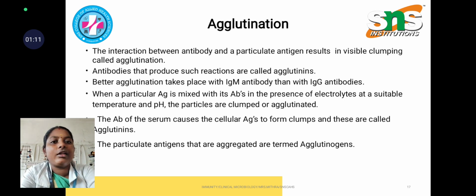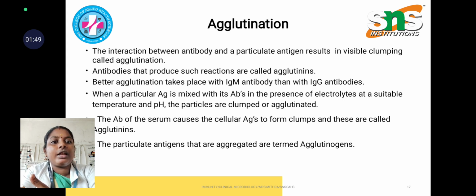Coming to agglutination. In the agglutination process, the interaction between the antibody and the particular antigen results in visible clumping, which is called agglutination. The antibodies that produce such reactions are called agglutinins, and better agglutination takes place with IgM antibody than with IgG antibody. So we have seen that IgM plays a role in the agglutination reaction.